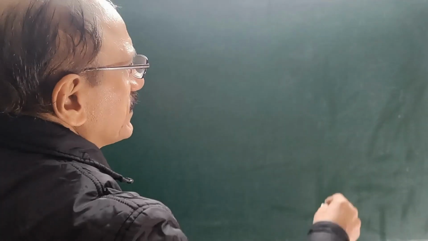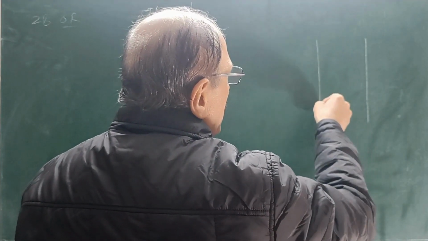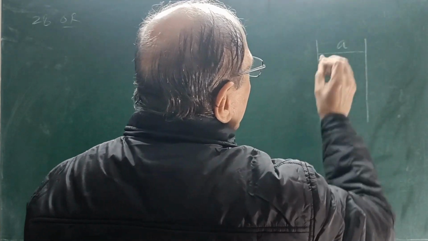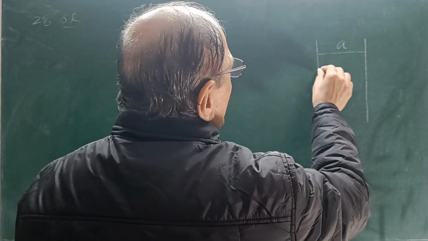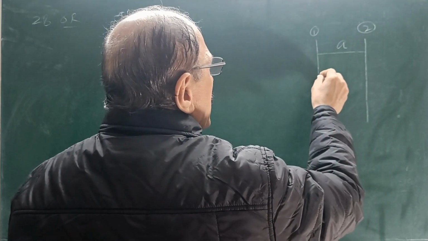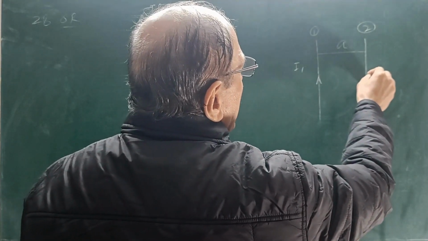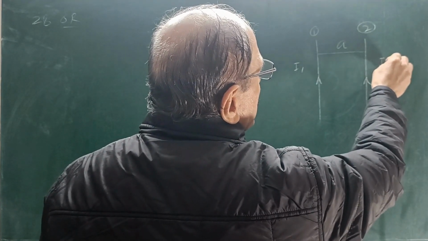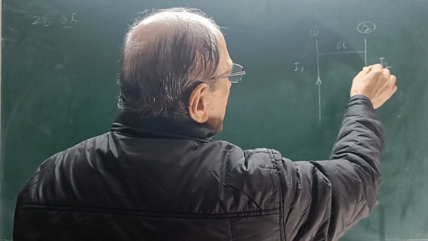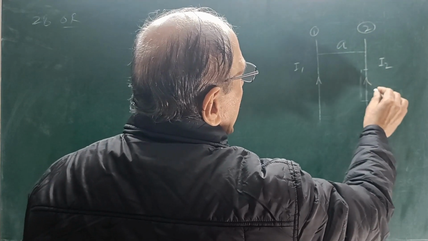So let us consider here two conductors. As stated, they are separated by a small distance A. So this is the first conductor and I'll call it second conductor. The current passing through the first conductor is I1 and passing through this second conductor is I2. Let us consider a small length of this conductor as L2.